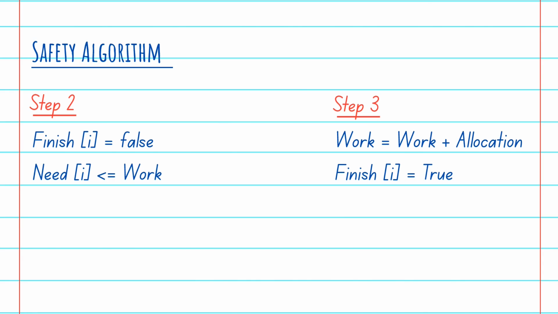which we will see. In a simple manner we could say that if the flag is not set to false, it means that the process has been worked, or if need is not less than or equal to work, meaning available resources are less than what we need, then we can exit the algorithm. Otherwise we do step number 3. What is step number 3? That is work is equal to work plus allocation, that is, the allocation of resources to a particular process, and finish[i] is equal to true.